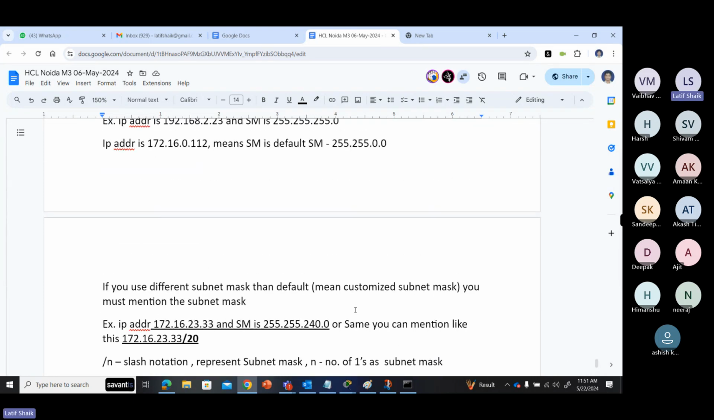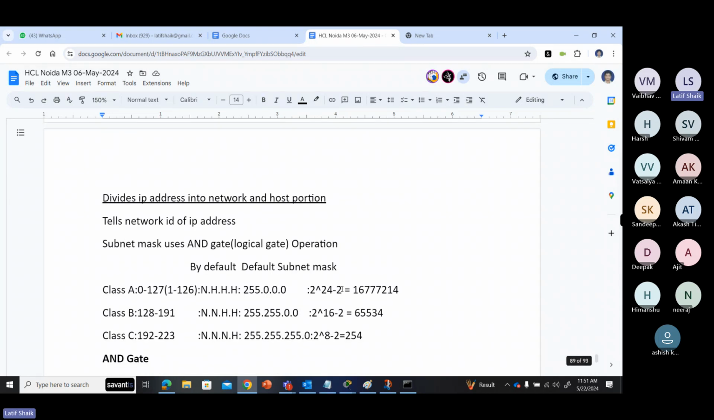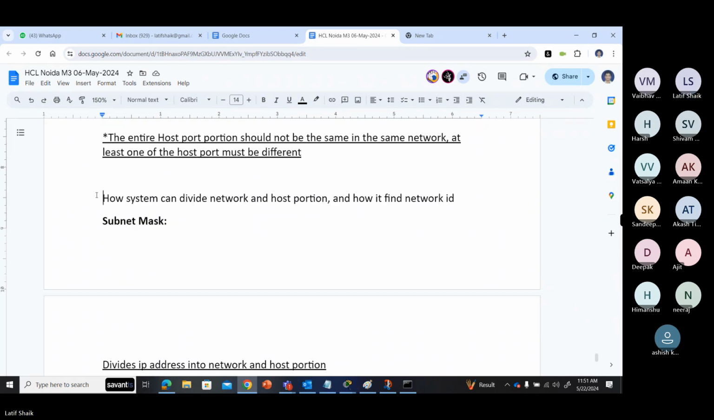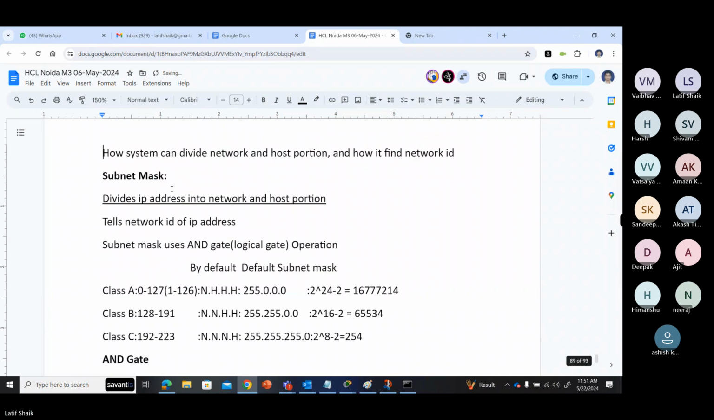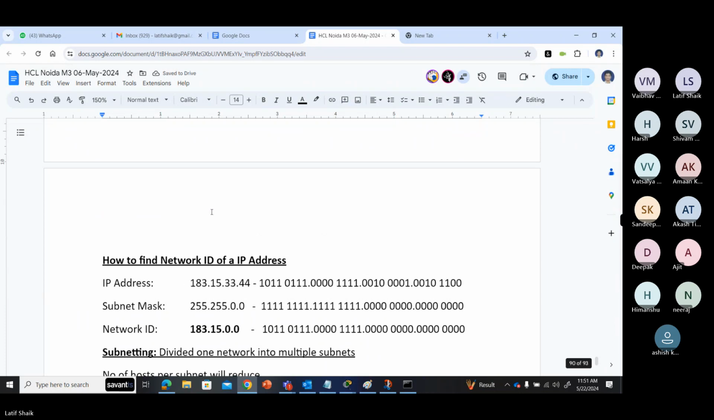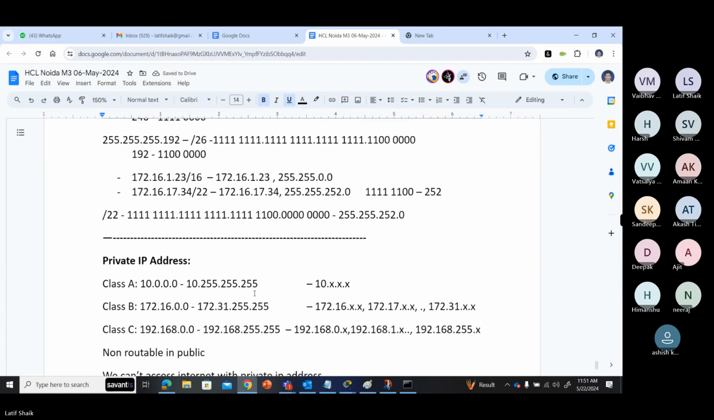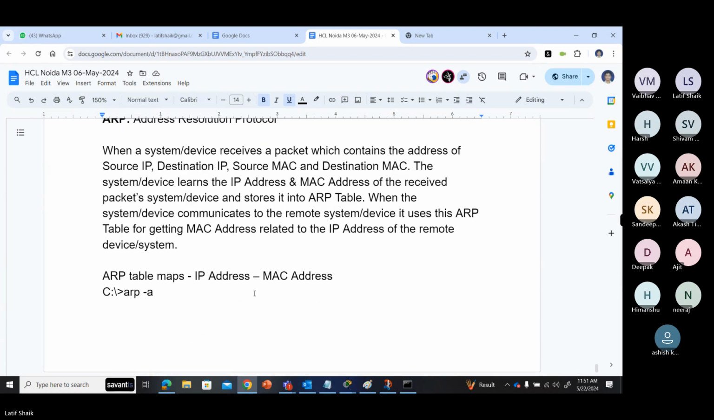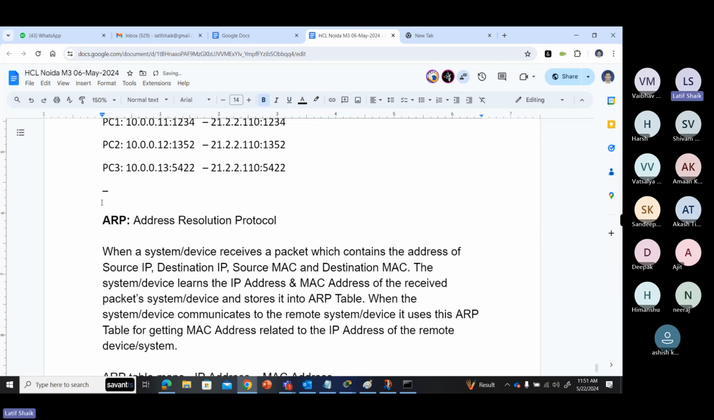So actually, we have to discuss IP address and subnet mask. We started here, but we have to continue from there.